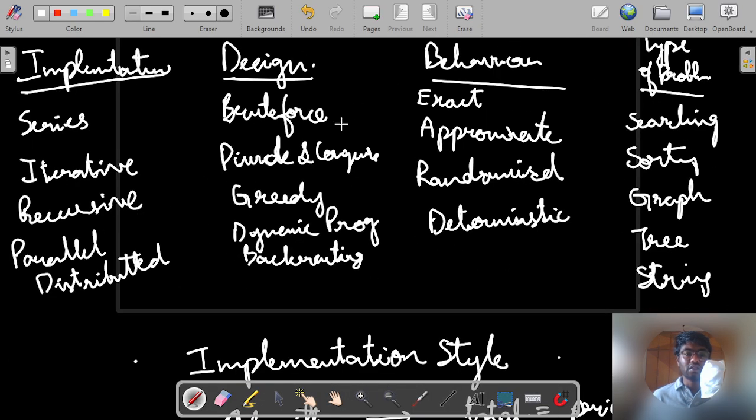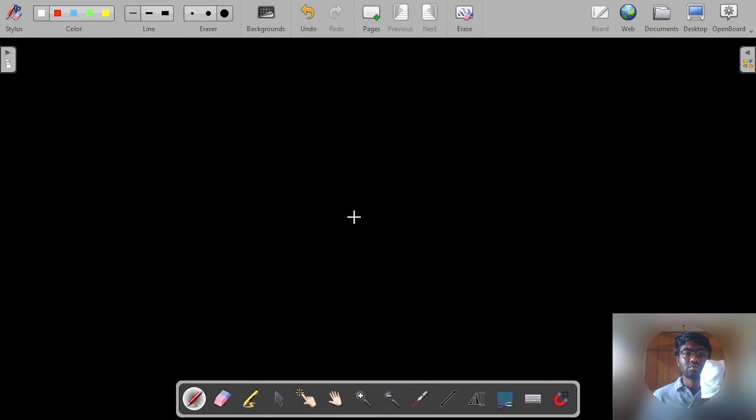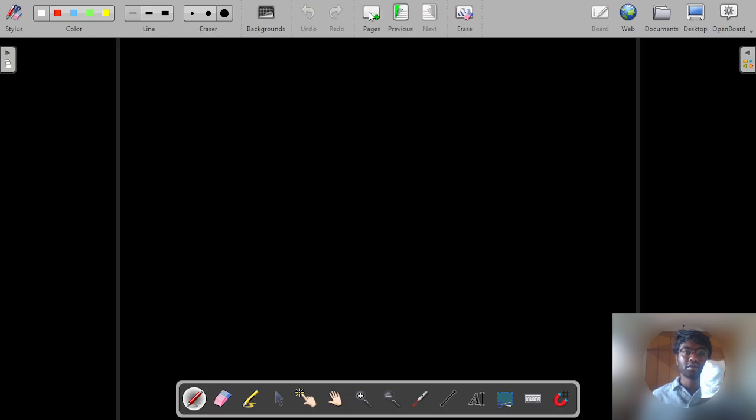Next, let's look at design, right? Design of an algorithm. Let me start this off in a new page. So we are going to be looking at first one, which is brute force approach. So in case of design style of algorithms, the first one is brute force.